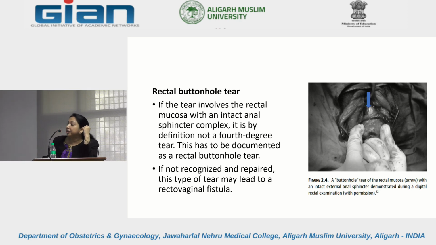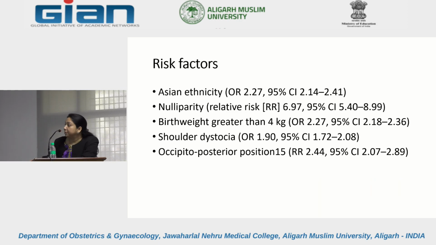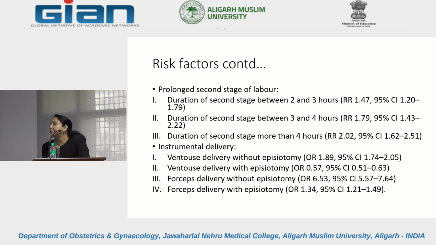That's why it is very essential. Now I'll discuss the OASI care bundle, which was introduced by the NHS to prevent all these problems. So what are the risk factors? Asian ethnicity, nulliparity, birth weight greater than 4 kg, shoulder dystocia, occipito-posterior position, you all know. But you can see with a prolonged second stage of labor that the relative risk increases as the duration of the second stage increases. The relative risk becomes 2.2 when the second stage lasts more than 4 hours.